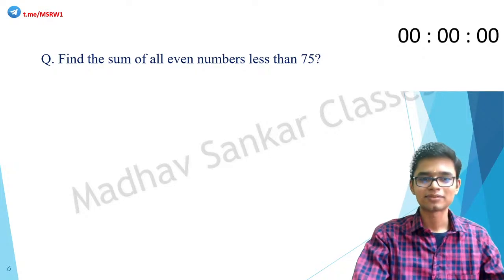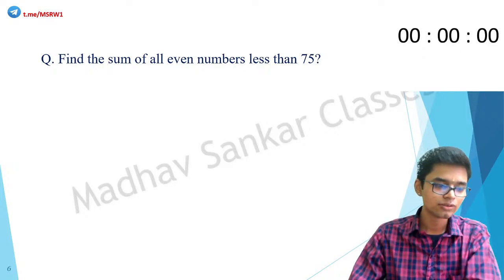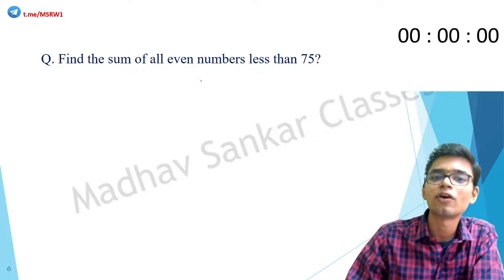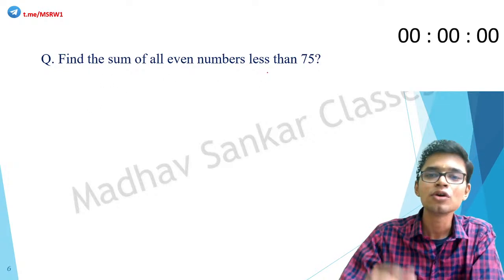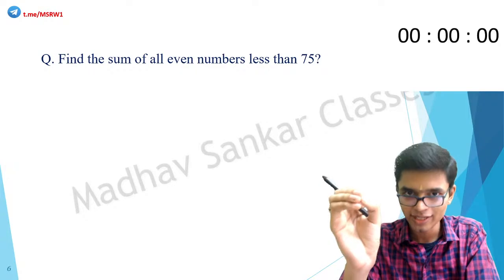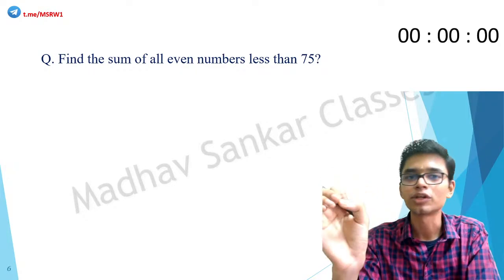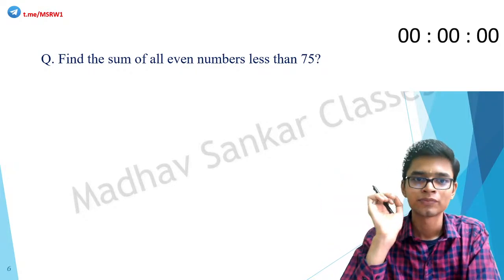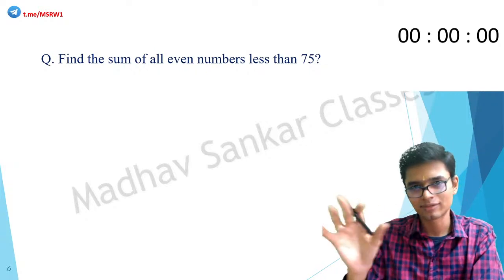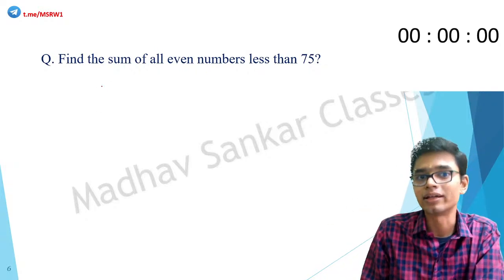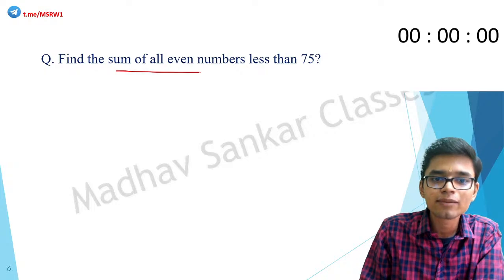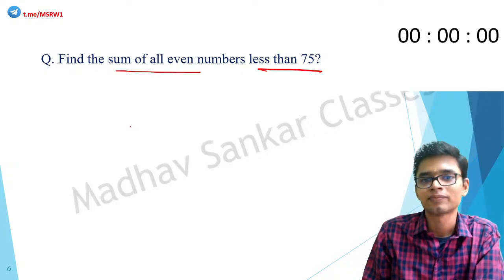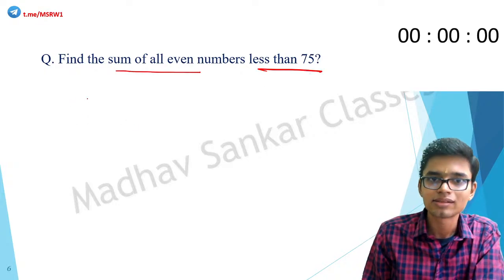Okay, time is up. So how do you do this? Find the sum of all even numbers less than 75. First, we have to identify whether this is an arithmetic progression or a geometric progression. So let's write some numbers to get it more clear. Sum of all even numbers less than 75.